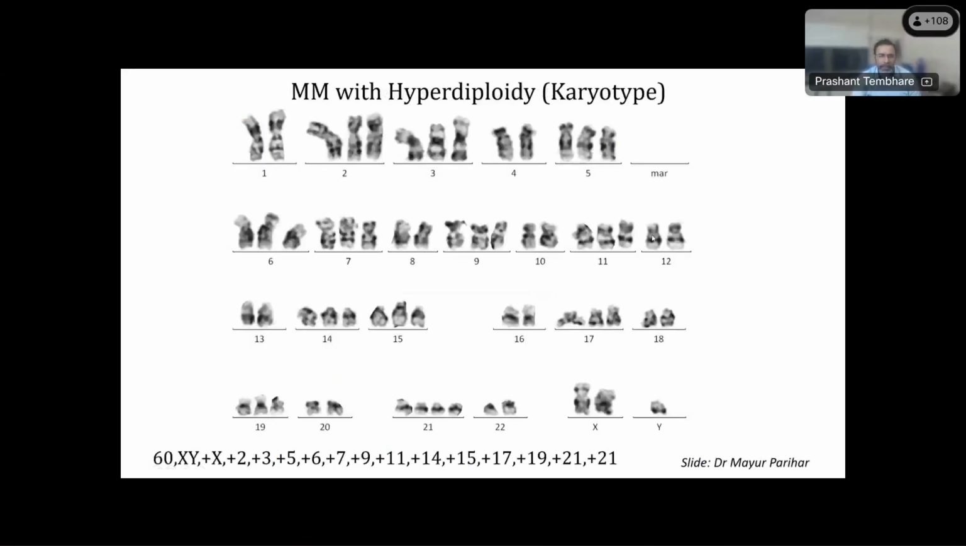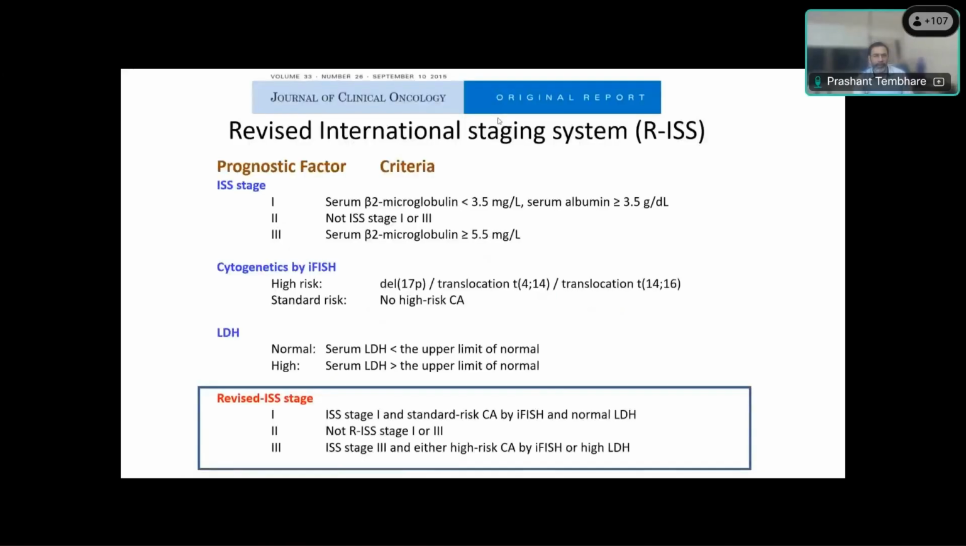And this is again hyperdiploid. You can see there are multiple chromosomes, at the level of 2, 3, 9, 7, 14, 17, 11. So you have multiple trisomies, which contribute to the hyperdiploidy. Hyperdiploidy is a good prognostication marker. Generally, approximately 50 to 60%, about half of myeloma patients have hyperdiploidy.